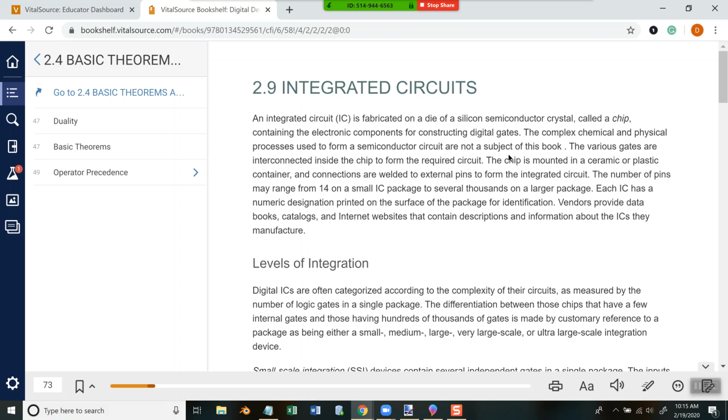Various gates are interconnected inside the chip to form the required circuit. The chip is mounted in a ceramic or plastic container, and connections are welded to external pins to form the integrated circuit. The number of pins may range from 14 on a small IC package to several thousand on a larger package. Each IC has a numeric designation printed on the surface of the package for identification. Vendors provide data books, catalogs, and internal websites that contain descriptions and information about the ICs they manufacture.